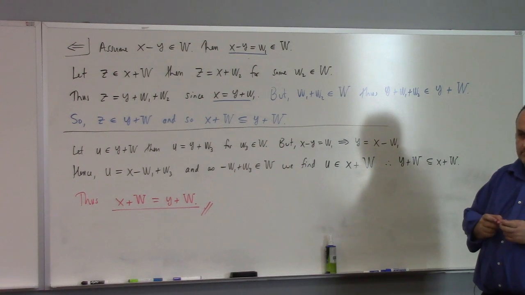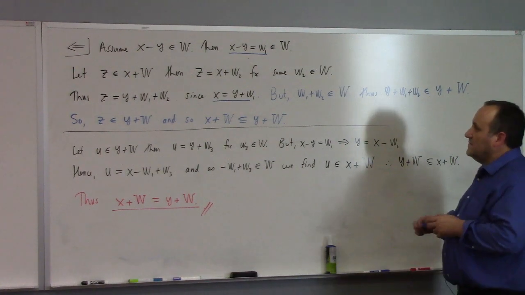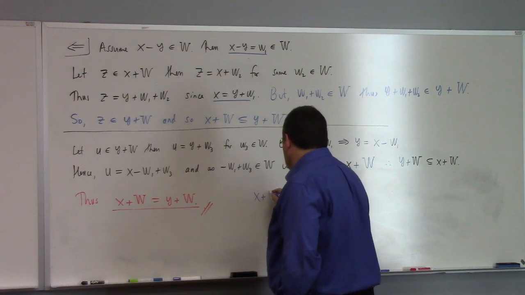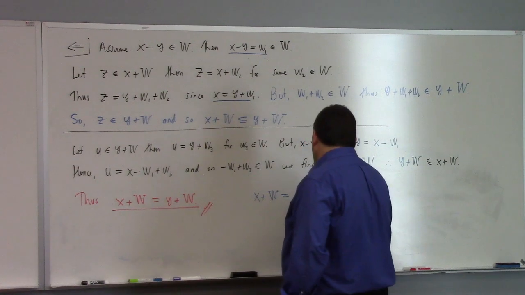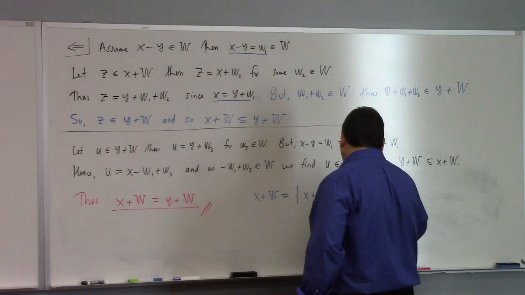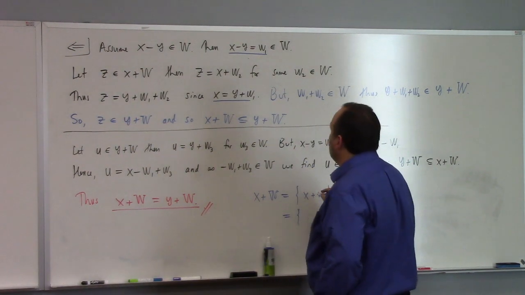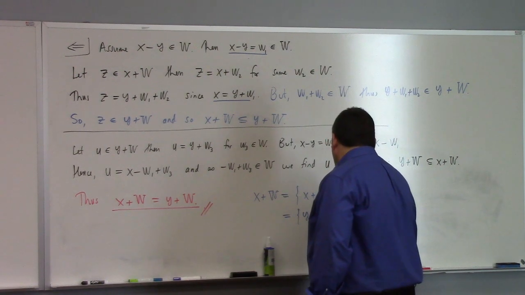Was the other way you were going to do it faster? Maybe. I mean, if you start with x plus W, it is x plus little w, such that little w is an element of the subspace. And then I can trade that x for y plus w1 plus w.